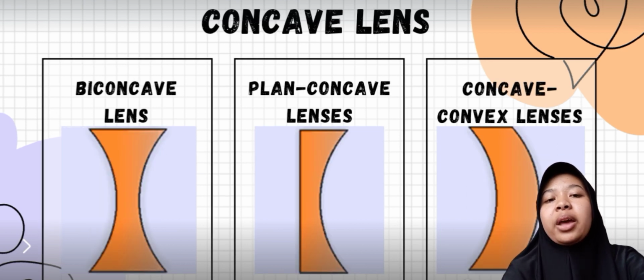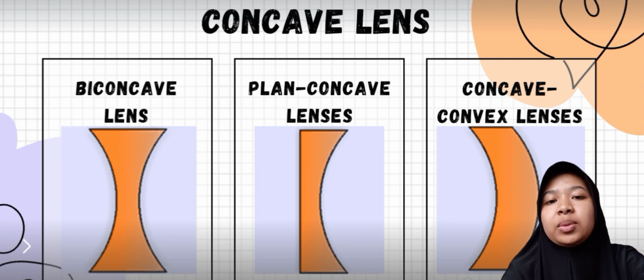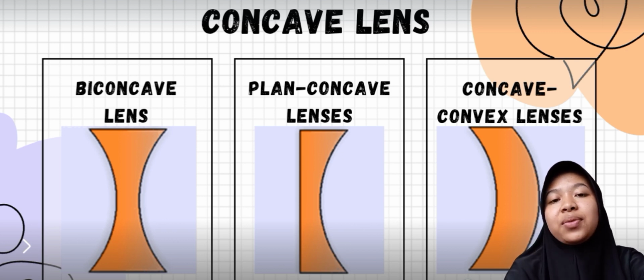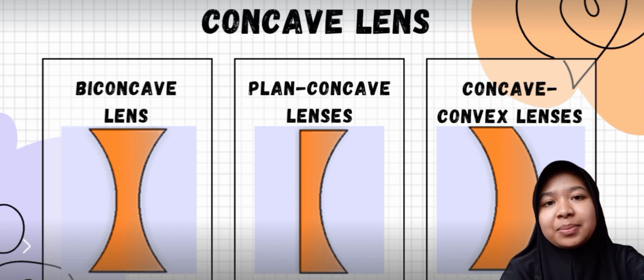Then this is an example of the shape of a concave lens, which is divided into three types. Biconcave lenses are concave lenses where both sides are concave. Plane concave lenses are lenses that are bound by one flat plane and one concave plane. Concave convex lenses are lenses that are limited by one concave plane and one convex plane.